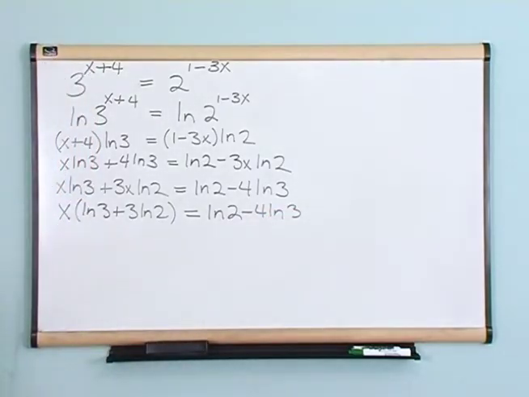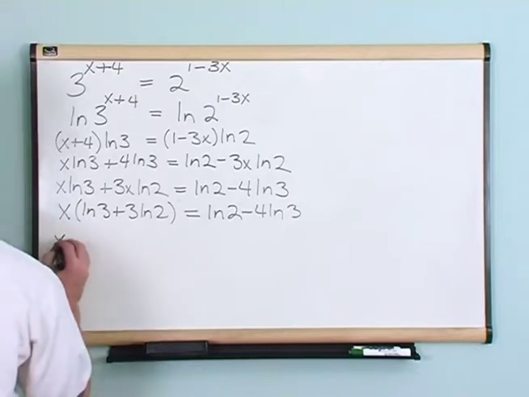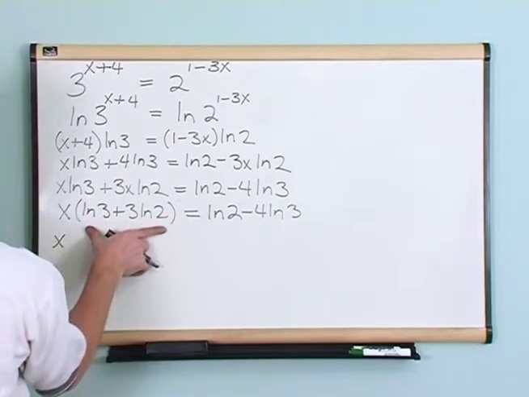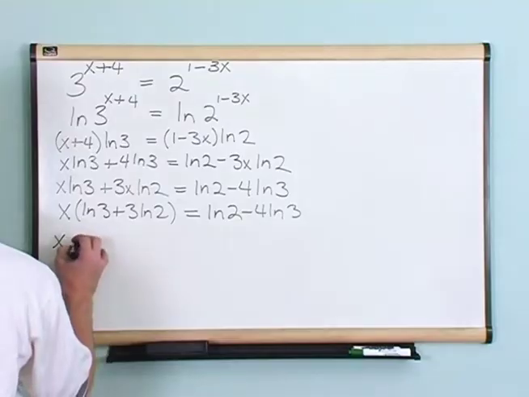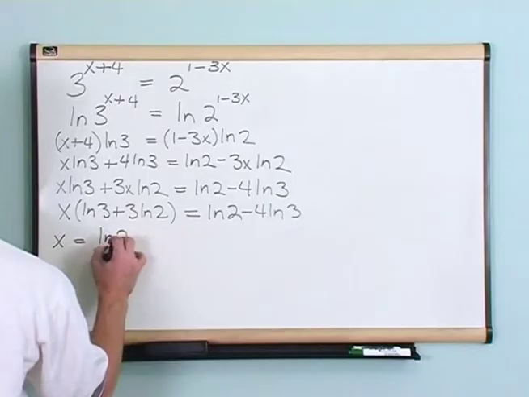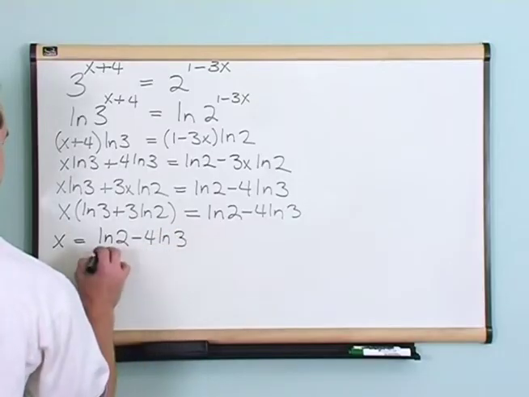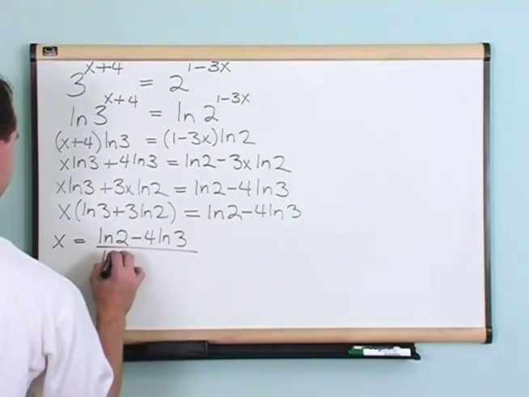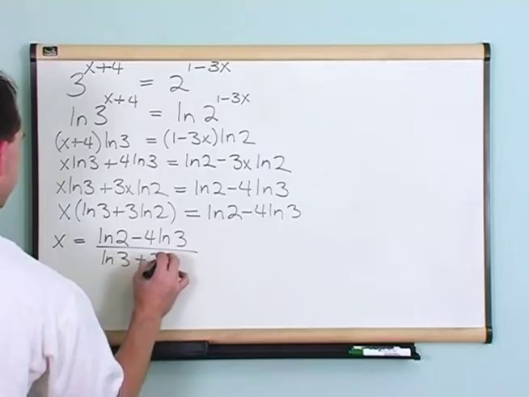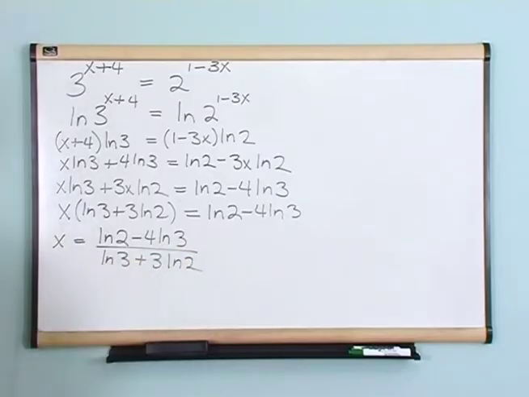And in the end, it's easy to see, x is going to just be, I'm going to divide this quantity on both sides and I'll have x by itself. So that's natural log of 2 minus 4 natural log of 3 over natural log of 3 plus 3 natural log of 2. Okay. And you can continue trying to simplify this a little bit if you like. You could stop here. That's certainly fine to do.